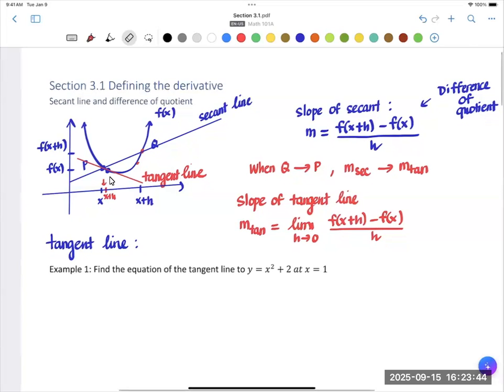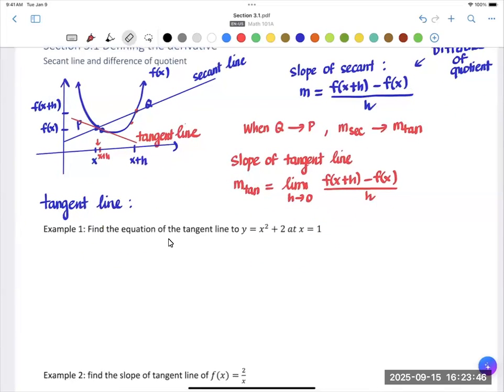All right. So we are going to use that idea to find the equation of the tangent line to the function y equals x squared plus 2 at x equals 1.